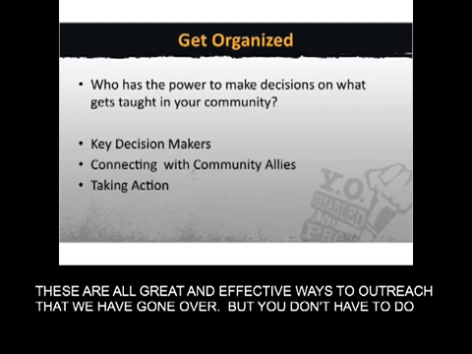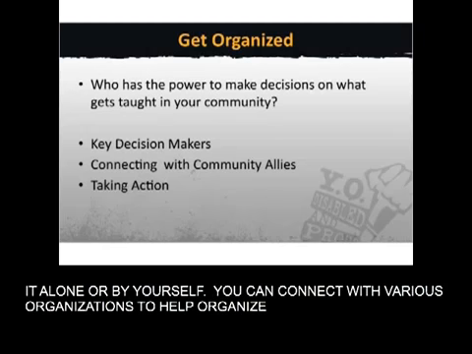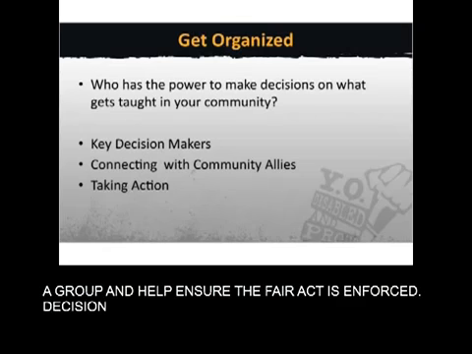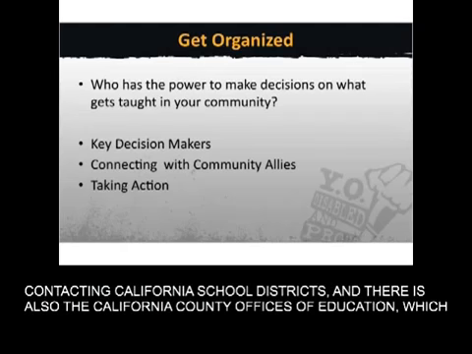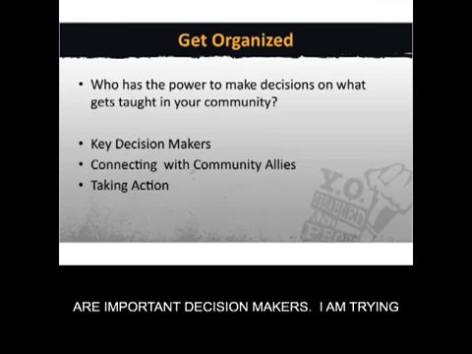These are all great and effective ways to do outreach that we've gone over, but you don't have to do it alone or by yourself. You can connect with various organizations to help organize a group to help ensure the FAIR Act is enforced. There are key decision makers that will be a big part of getting the Fair Education Act implemented, which I'll briefly touch on, just a couple of them, which would include contacting California school districts, which are all the schools throughout California. There's also the California County Offices of Education, which are important decision makers.